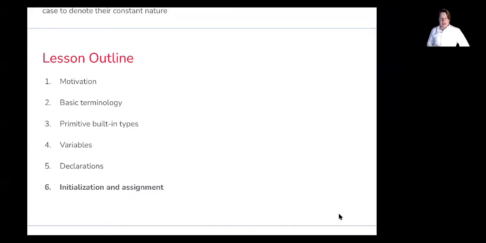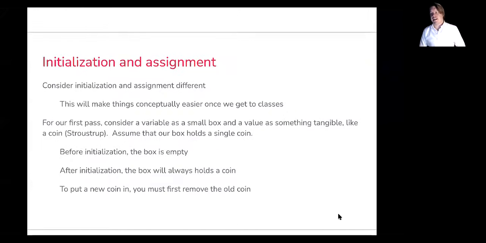So let me pull this up. Okay. So, initialization and assignment. I'm going to think about these as very separate processes from one another, because this is going to help make things a bit more conceptually easier to understand once we get to classes. If you're familiar with the terms copy assignment operator and copy constructor, you might understand why I'm making this distinction so early on, even with the primitive types.